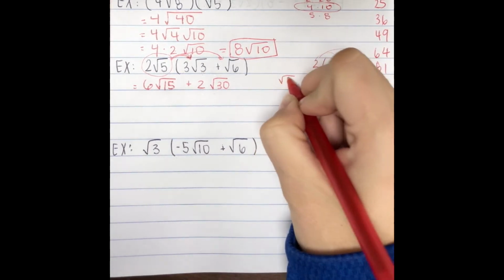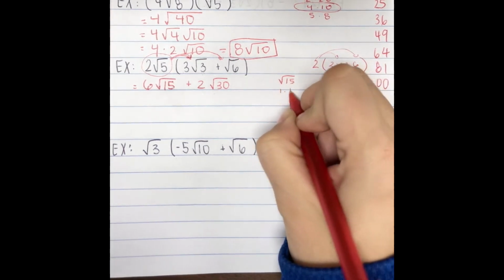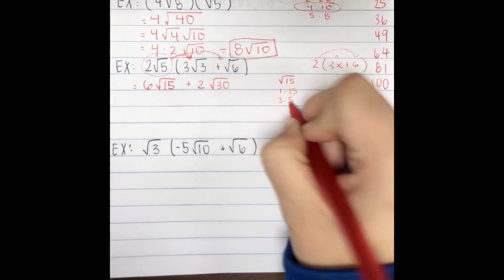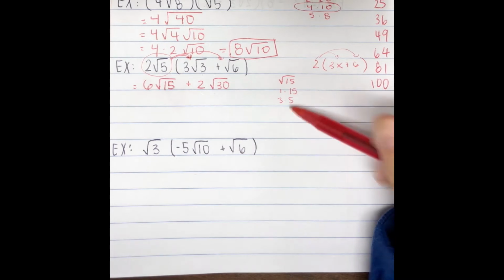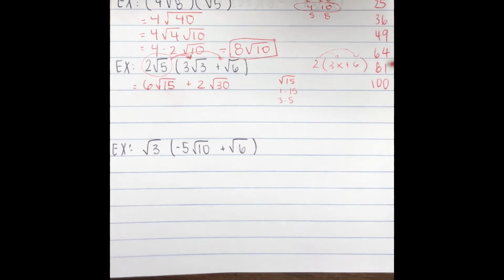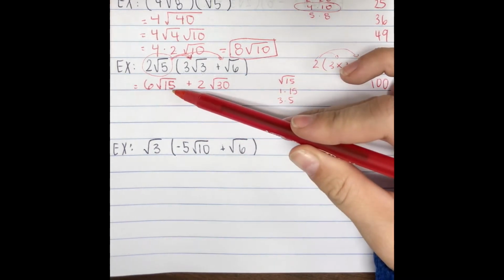So we get square root of 15. The only things that multiply to give you 15 is just 1 times 15 or 3 times 5. If you looked at the list from earlier, there are not any perfect squares other than 1. So this is already simplified.